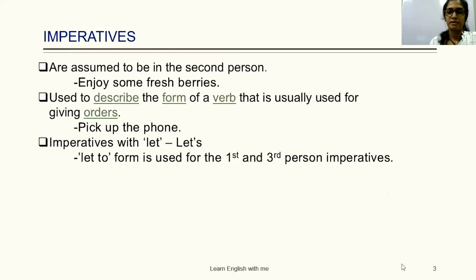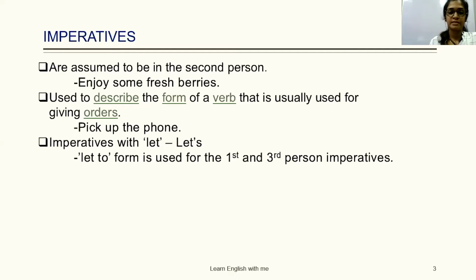And if you think about imperatives, normally imperatives are assumed to be in the second person. For example, enjoy some fresh berries, okay? You assume that this statement is focused on the second person. And they're also used to describe the form of a verb that is usually used for giving orders. So in simple words, you can say that imperatives are used to give orders. For example, pick up the phone. Okay, it starts with a verb, pick up the phone.